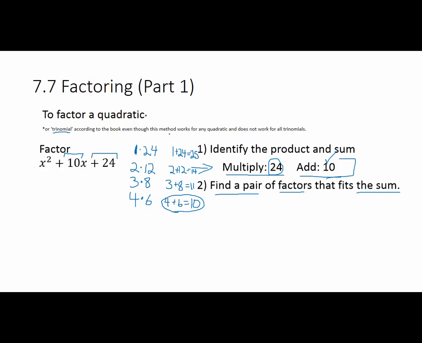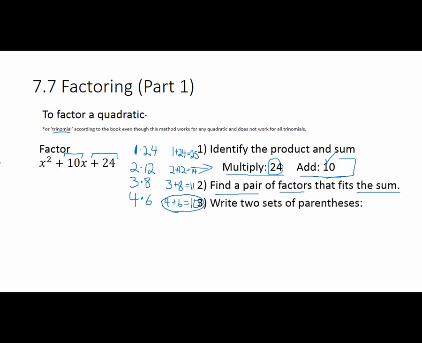Did you have to make this whole list? Not necessarily. You might be able to see that it's 4 and 6 right off the bat by looking at 24 and just kind of thinking about it a bit. If you're really good with your times tables, it's probably going to take you a lot less time to do this. So what happens next?